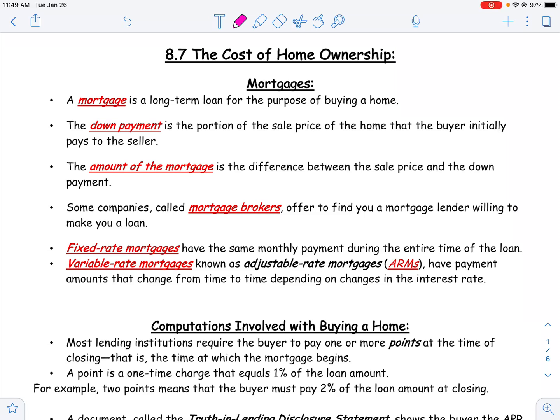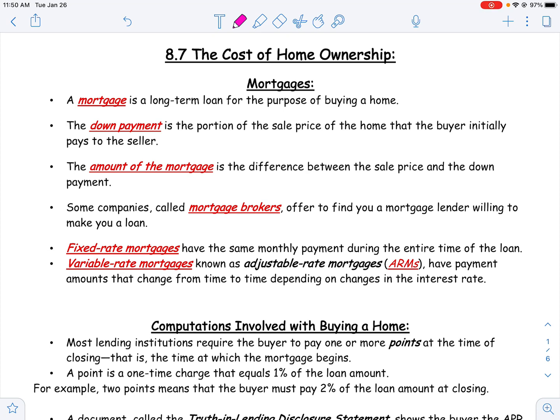All right, in the last section, 8.6, we talked about owning and purchasing a vehicle, right? We calculated what the monthly payment of your vehicle would be depending on how much the car cost, your interest rate, and how long you were going to have the loan for. In this section, 8.7, we're going to talk about the cost of owning a home.